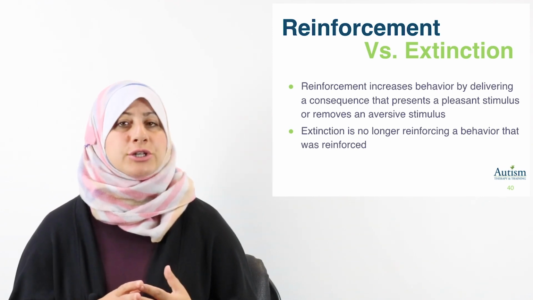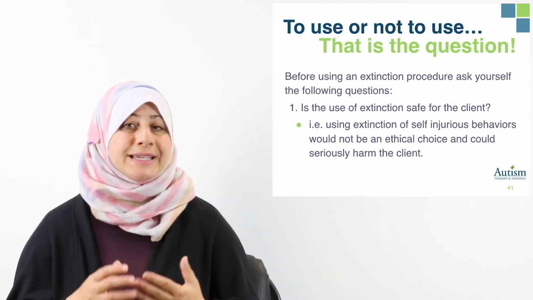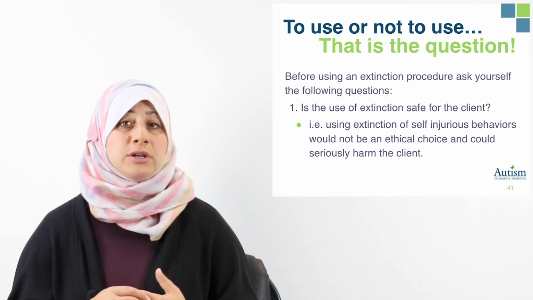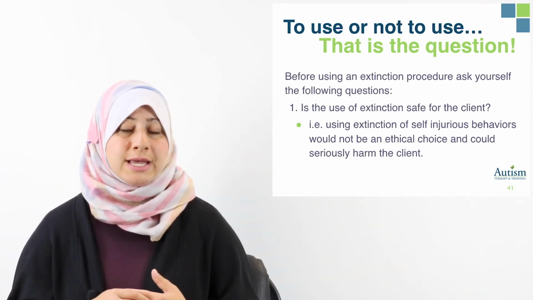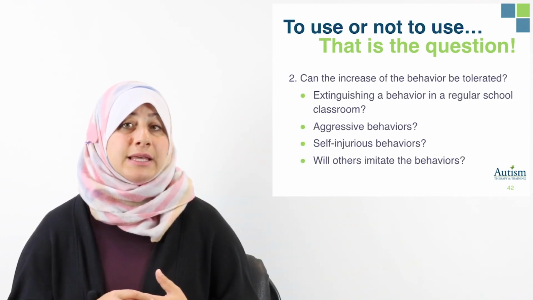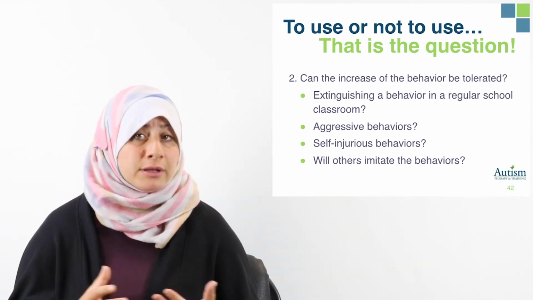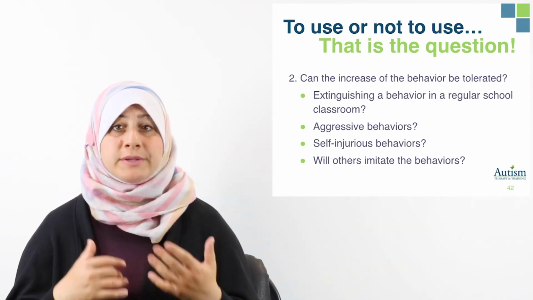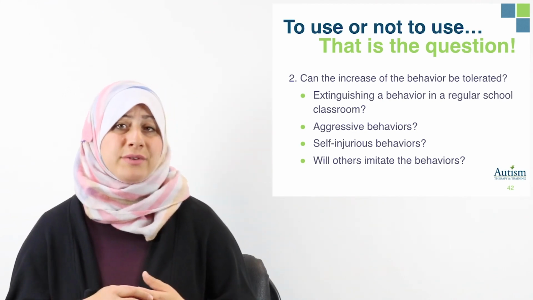So before using an extinction procedure, we want to ask ourselves the following questions. Is the use of extinction safe for the client? For example, using extinction on self-injurious behaviors would not be an ethical choice and could seriously harm the client. We also want to ask ourselves, can the increase of the behavior be tolerated? Extinguishing behavior in a regular classroom. What about aggressive behaviors? What about self-injurious behaviors? Will others imitate those behaviors?